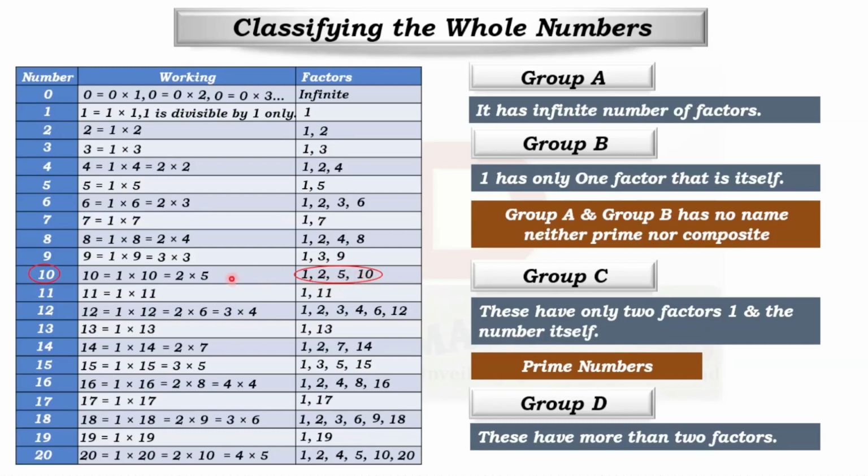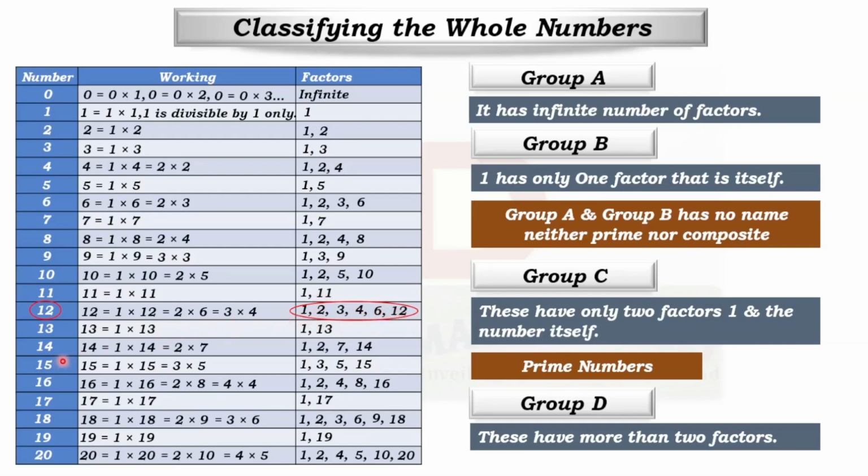The number 12 has 6 factors: 1, 2, 3, 4, 6 and 12 itself. Means more than two factors. Here 2, 3, 4 and 6 are the other factors, from the factors 1 and 12, the number itself.